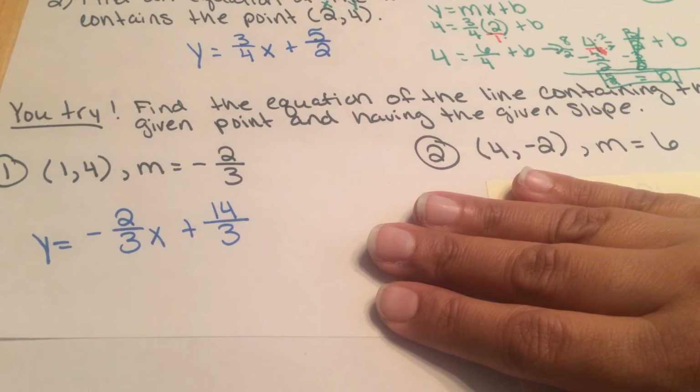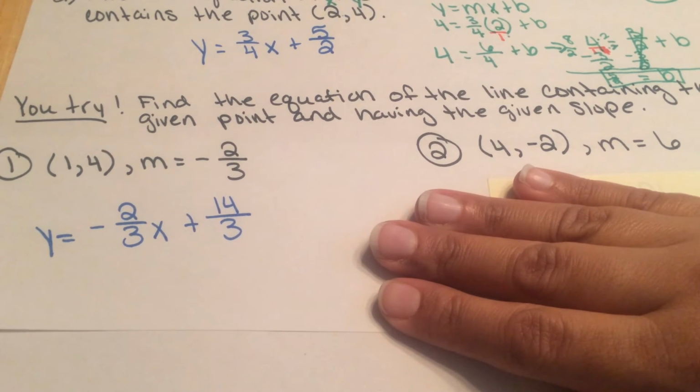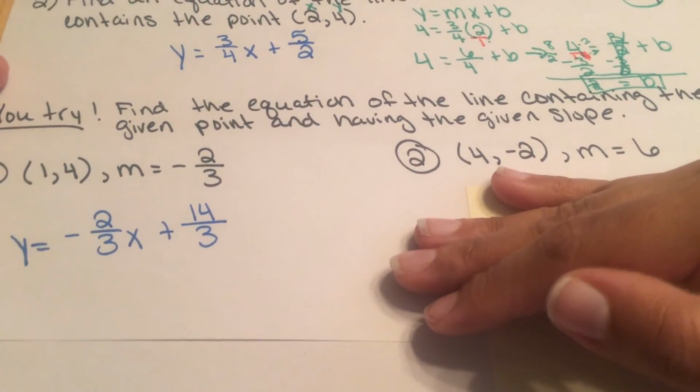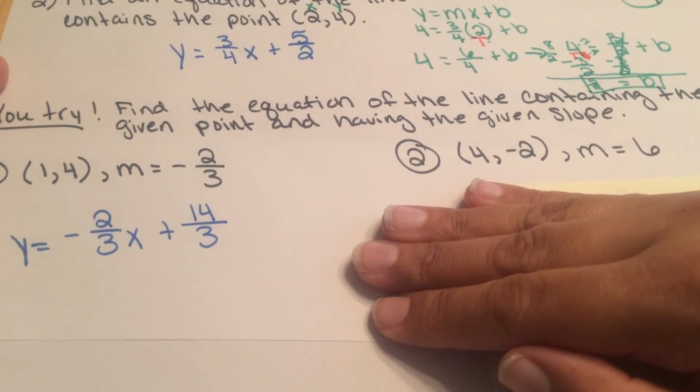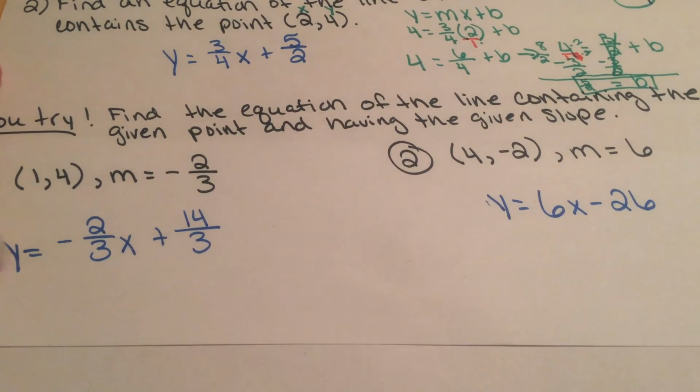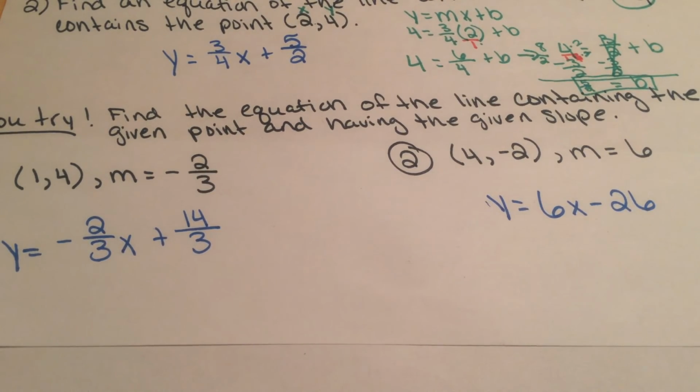Hopefully you came up with y equals negative 2/3 x plus 14/3. Again, don't be freaked out by the fractions. They exist. Okay, now I'm going to give you guys a little bit of time to try problem 2 on your own. Pause the video so that you can do this. Hopefully you got y equals 6x minus 26. If you did, great job. And if not, it's totally fine. Just feel free to go back, rewind, and try this all again. If not, you can totally ask me questions in class.